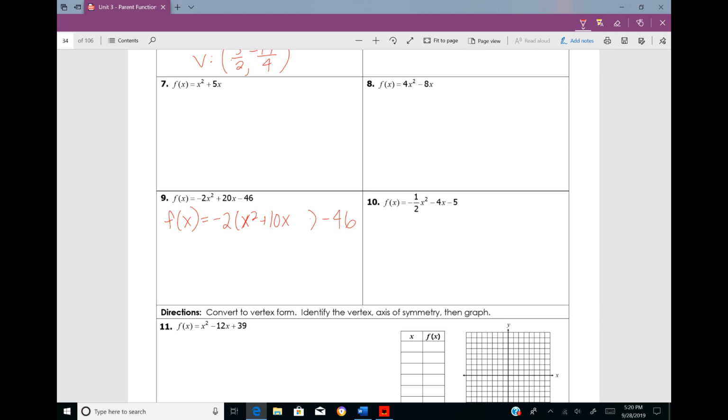Okay, so then we take half of 10, which is 5. We square it, which is 25. And we add that to both. We add that inside here. And then we take 25 times a negative 2, which is negative 50. We subtract that, so minus a negative 50 would be plus 50.